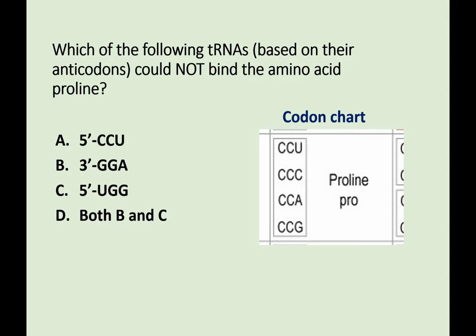Okay, try this one. Which of the following tRNAs could not bind the amino acid proline? So you're given the codon chart. These are the codons for proline. It's always written 5' to 3'.